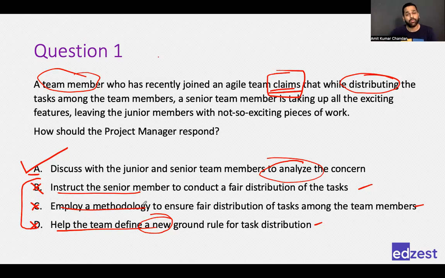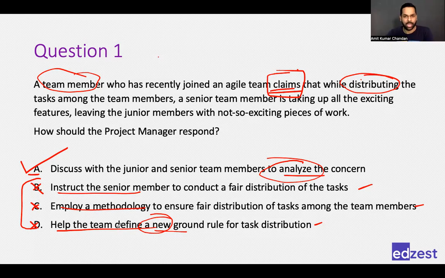See, you would still first do the analysis. Okay, you need to verify whether there has to be a ground rule or not, or do we already have a ground rule? If you're saying that helping the team define a ground rule, which means probably they don't have a ground rule. And you are helping them define a ground rule, but we don't know whether that is there or not. Somebody has claimed that the decision is not proper. First, we'll verify and then we'll go. Yeah, so claim is the word that drives the answers.